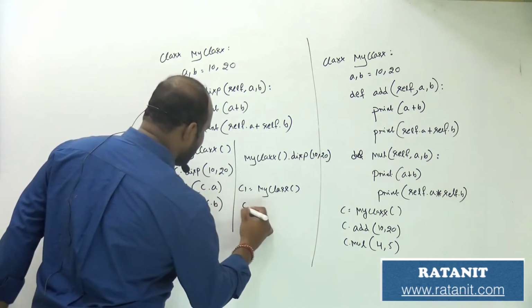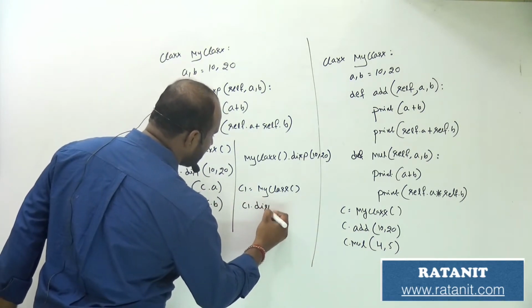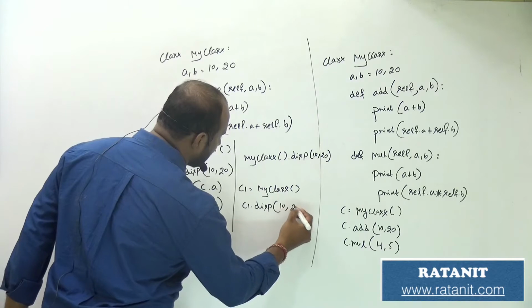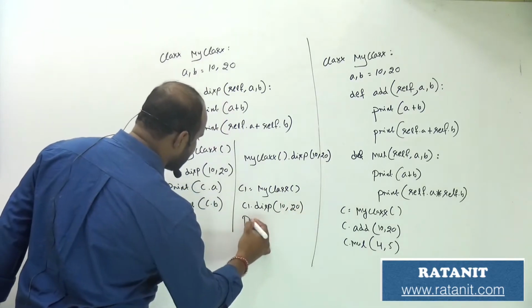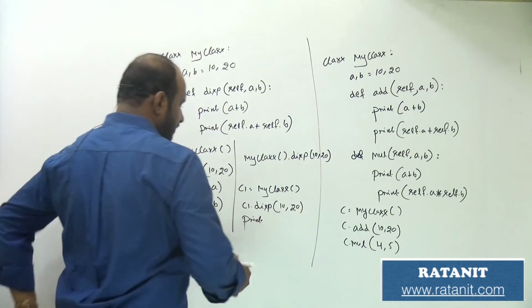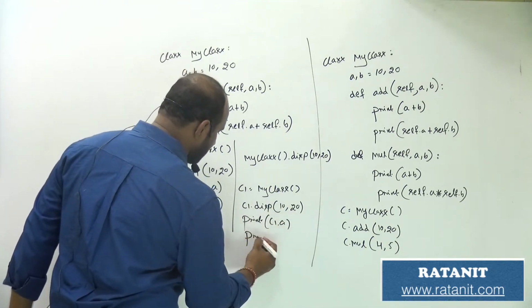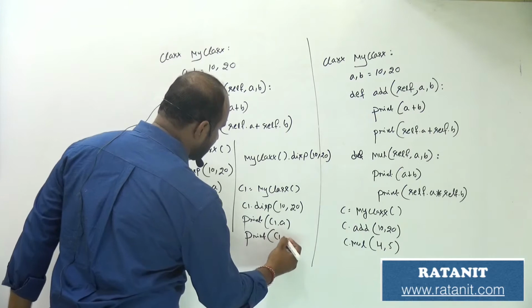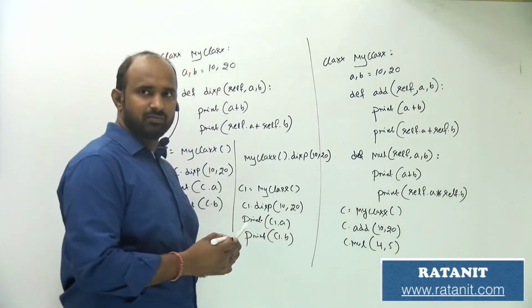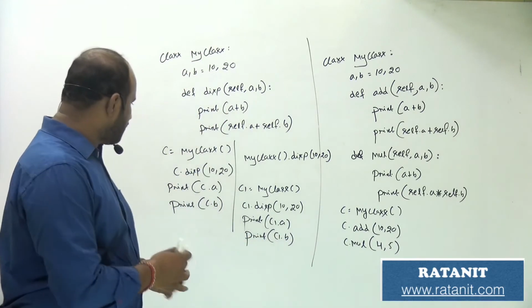Good. Here you can call c1 dot which function here? Disp of c1, disp of what? 10 20. Otherwise simply you can go for the print function. Print of what? c1 dot a. Next one is what? Print of what? c1 dot b. That's it. Very clear? So here, what is the point?